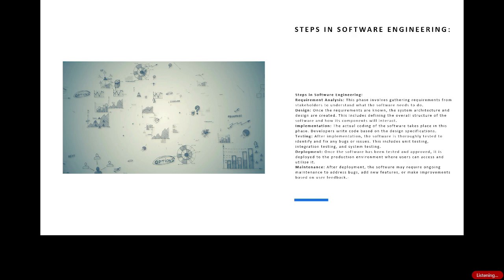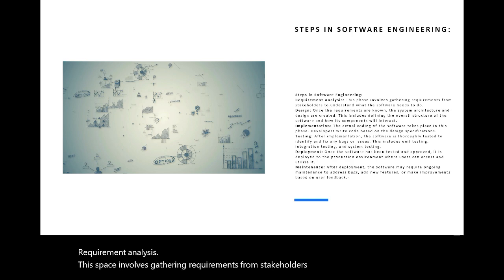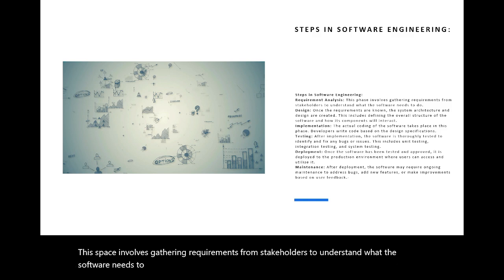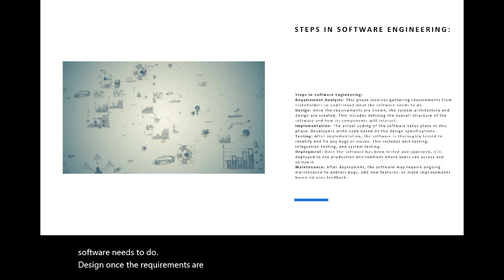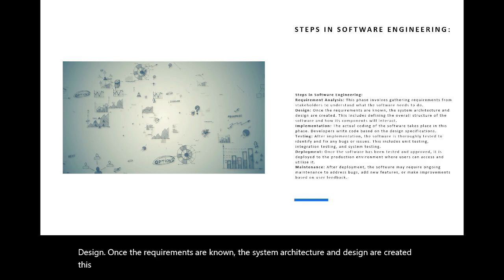Steps in software engineering. Requirement analysis. This phase involves gathering requirements from stakeholders to understand what the software needs to do. Design. Once the requirements are known, the system architecture and design are created. This includes defining the overall structure of the software and how its components will interact.